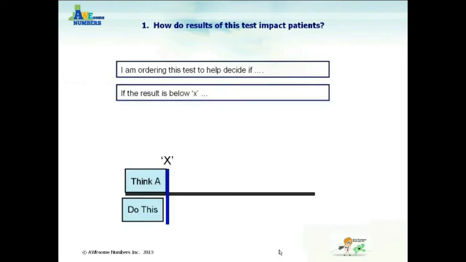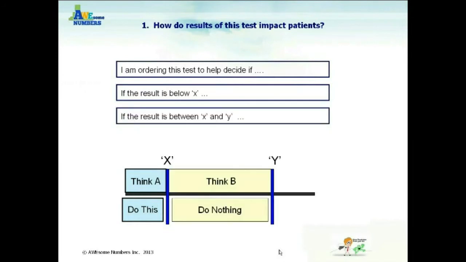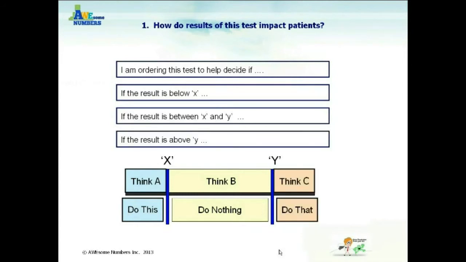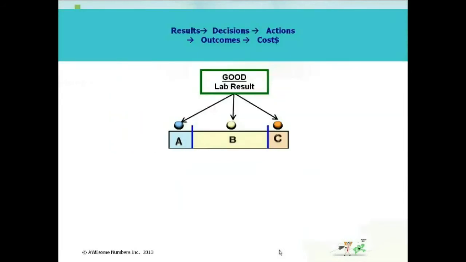If the result is below X, I'm going to think A and do this. If the result is between X and Y, I'm going to think B and do nothing. And if the result is above Y, I'm going to think C and do that. So your results lead to decisions, which lead to actions, that lead to outcomes, that lead to cost.